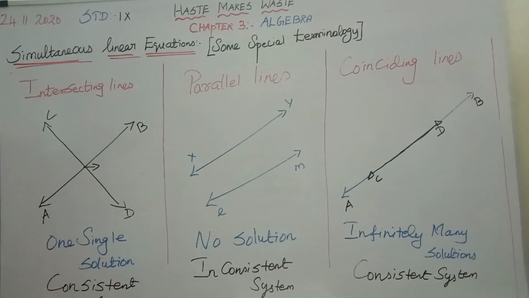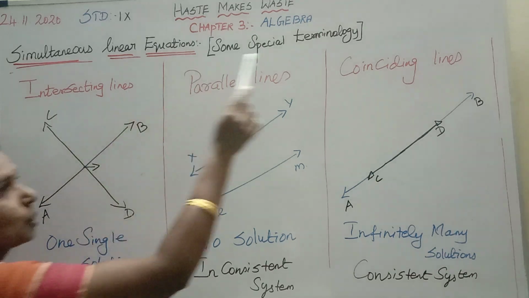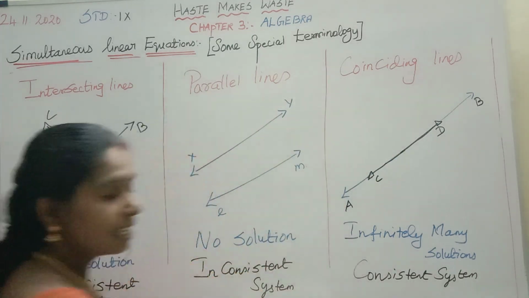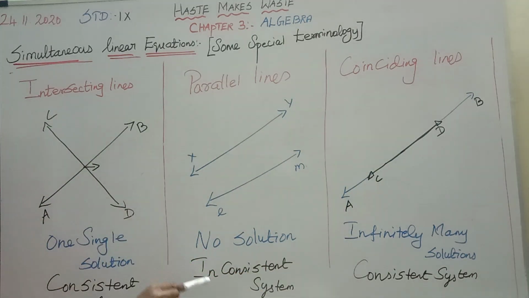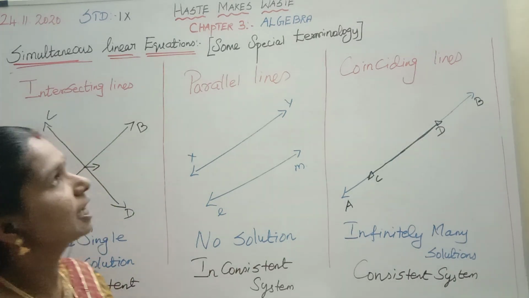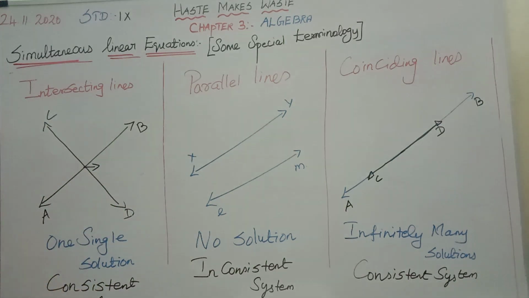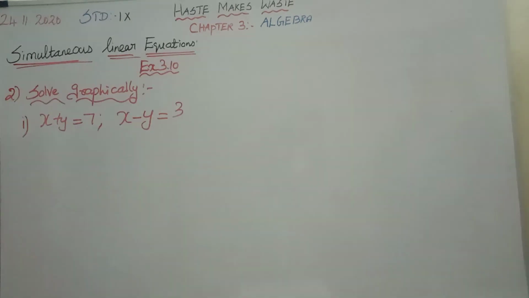Okay, thank you. So what are the types? Consistent and inconsistent. For which one is the system consistent? For intersecting lines and coinciding lines we can say it is a consistent system. For parallel lines it is an inconsistent system. Thank you children. Next we will go to exercise 3.10 directly.